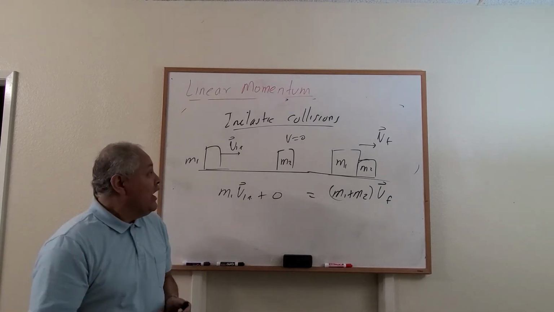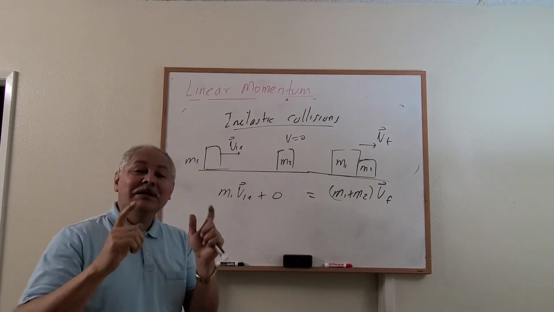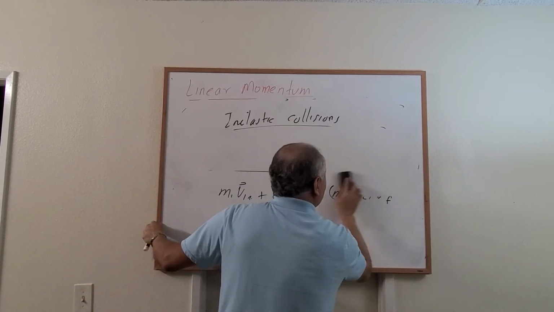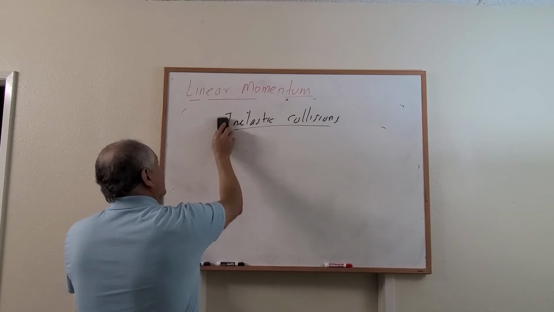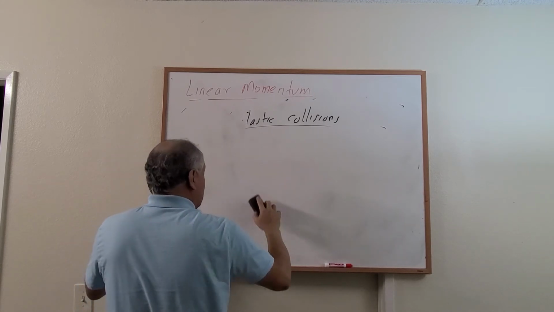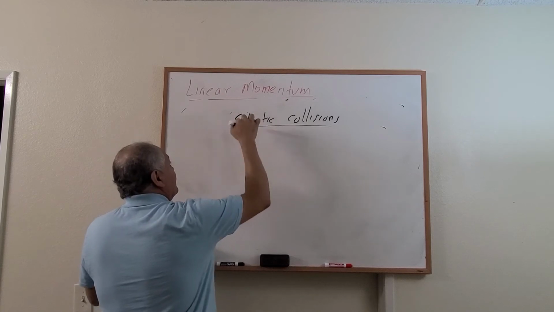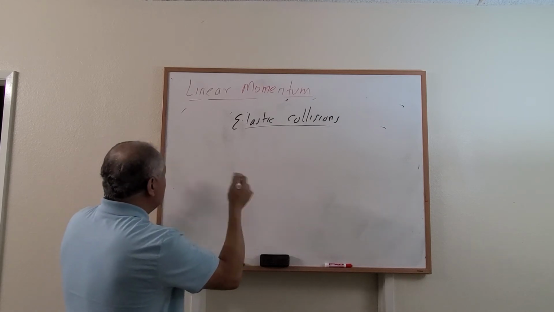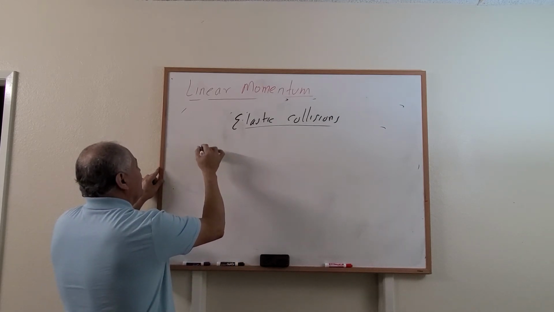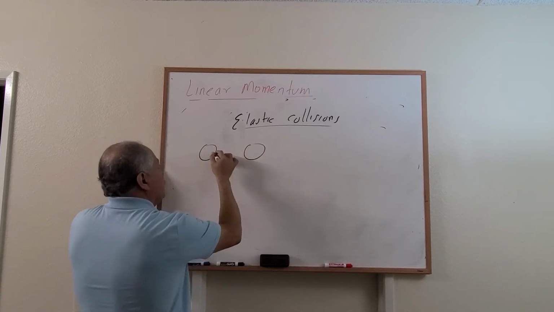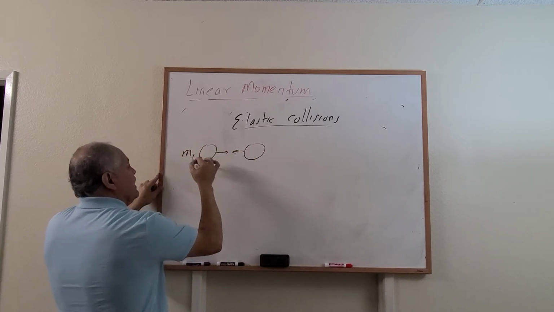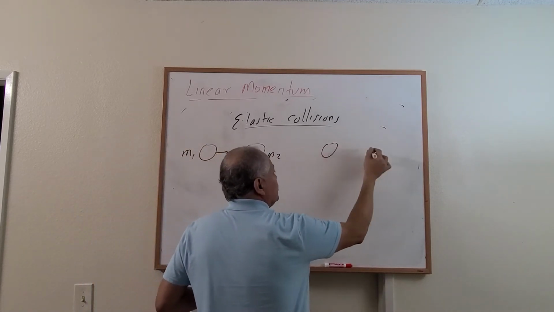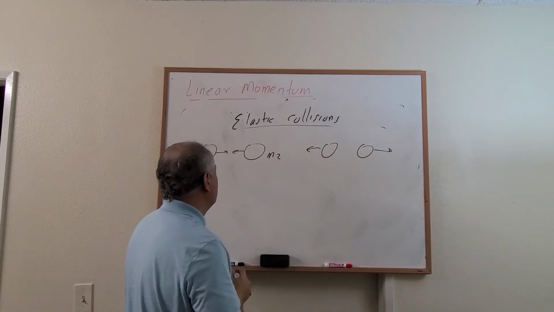Now let's go to the other type, which is completely elastic collisions. In this case, imagine we have two objects moving in opposite directions: M1 and M2. Then they collide. What happens after the collision? They move in opposite directions.